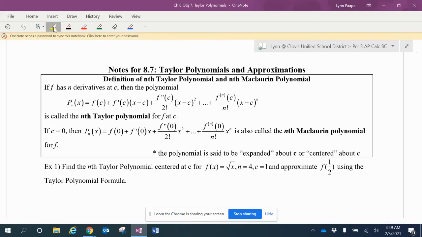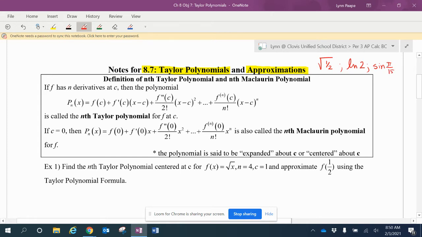Okay, so chapter 8, objective 7. We're going to be working with what's called Taylor polynomials, and we're also going to look at how a Taylor polynomial can approximate transcendental functions. Our first example will be how can we figure out an approximation of the square root of 1/2, but it can also be used to figure out the natural log of 2, or the sine of pi over 15.